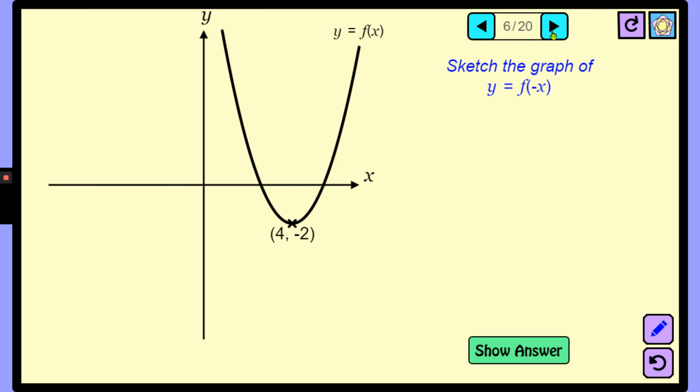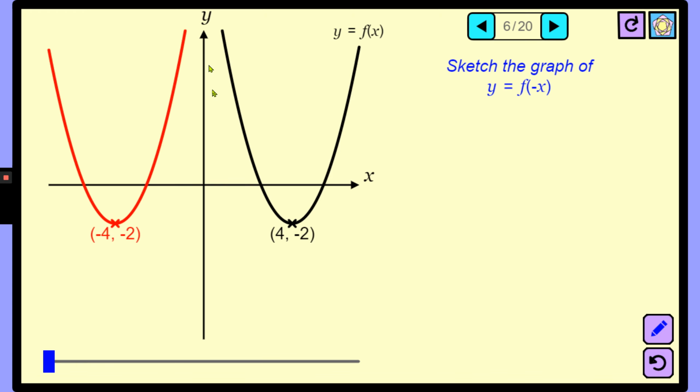So in this case, the negative is inside the brackets. Multiplying by -1 is actually the same as dividing by -1. So it's actually going to be a reflection around the y-axis. So there's the y-axis. So that point is reflected there. So it becomes -4 and the y stays the same.